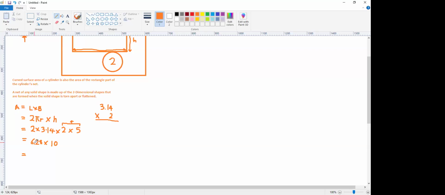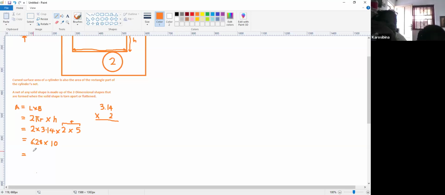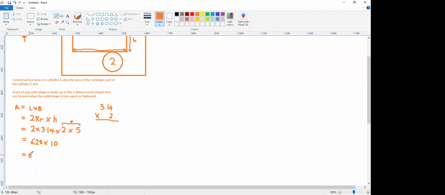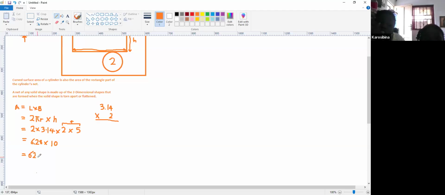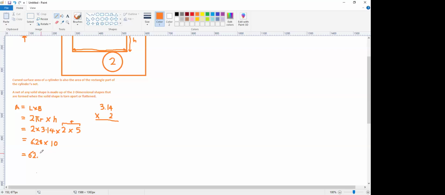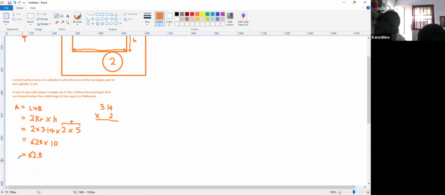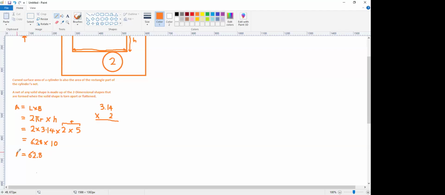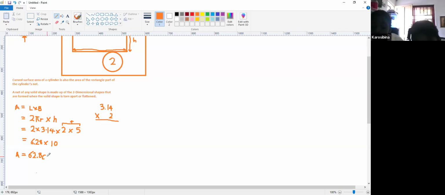Okay, don't forget, if you move it once, 6.28 will become what? 62.8. Please don't put any zero again at the back. So that's the answer. The answer is equal to what? 62.8.